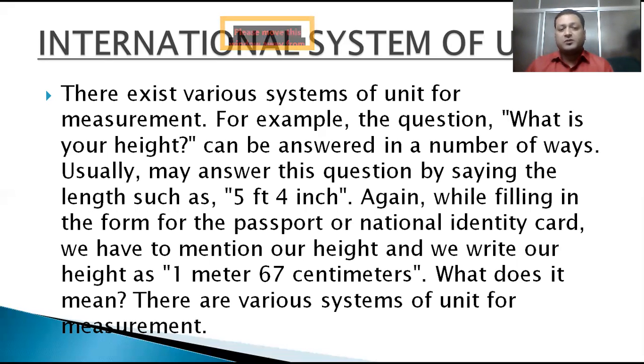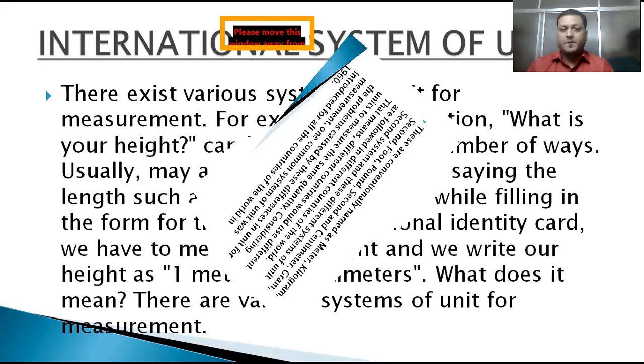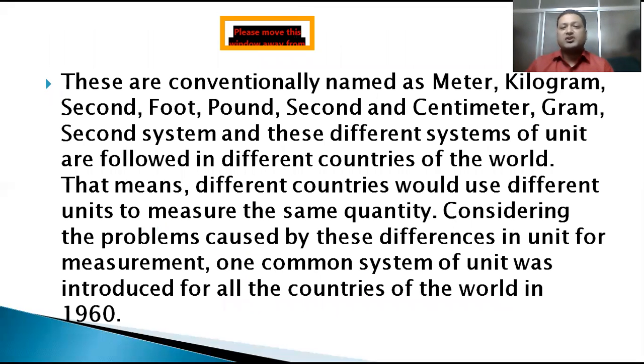Again, while filling in the form for a passport or a national identity card, we have to mention our height, and we have to write our height as 1 meter 67 centimeters. What does it mean? There are various systems of unit for measurement. Conventionally these are named the meter-kilogram-second, foot-pound-second, and centimeter-gram-second systems, and these different systems of unit are followed in different countries of the world. That means different countries use different units to measure the same quantity.